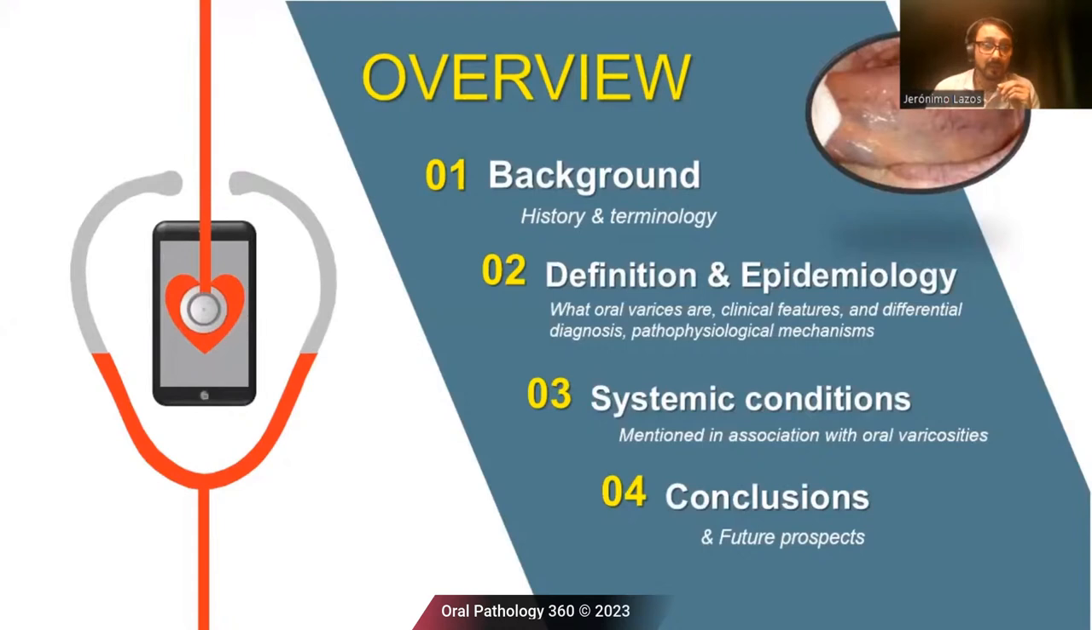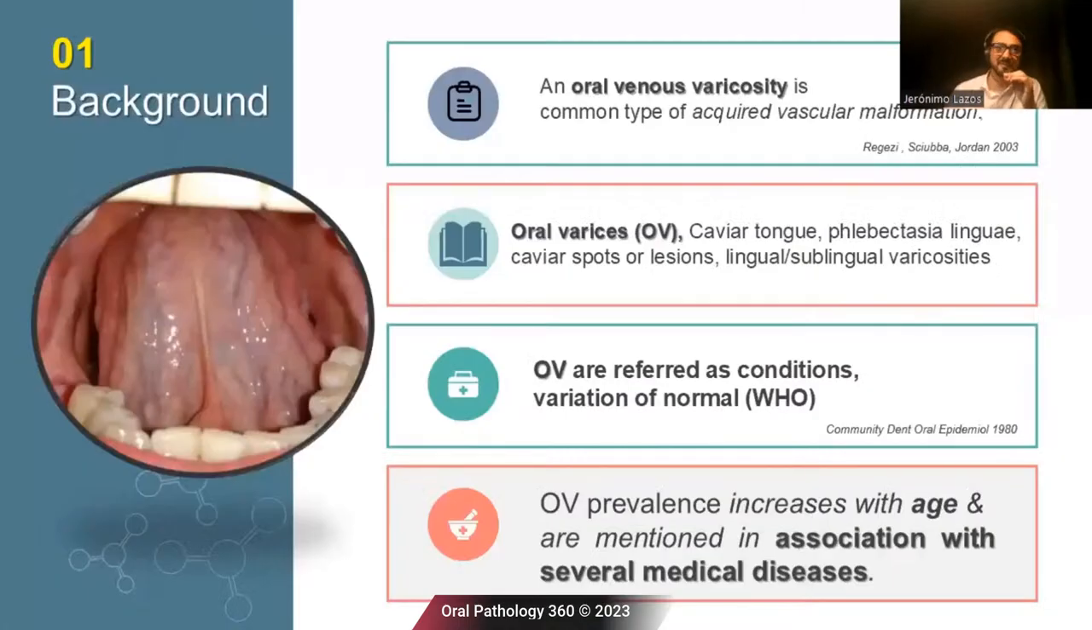Well, here you have an overview of all the topics I am going to show you in the next few minutes. Okay, first one. Varicosities are considered acquired benign lesions of vessels which become permanently dilated and tortuous. And within the oral cavity, when we say varicosities, this term is usually only used in reference to venous lesions.